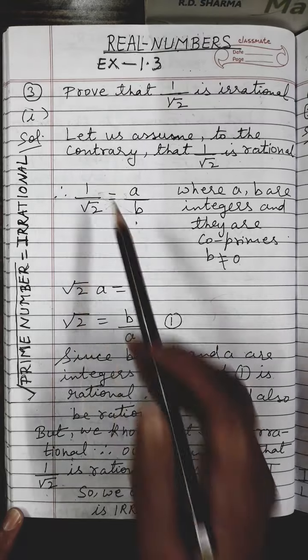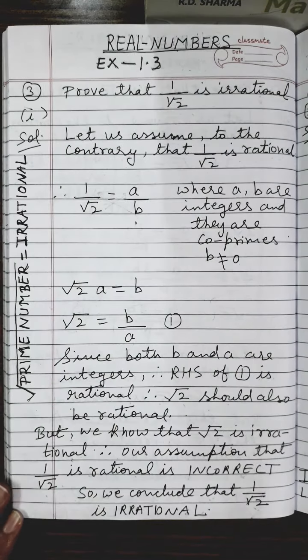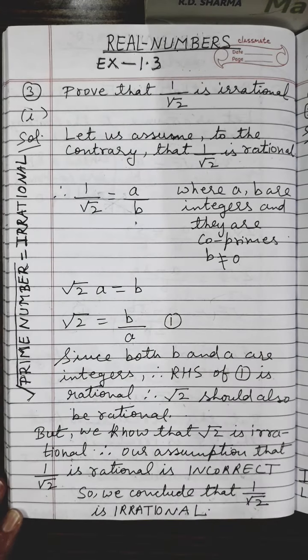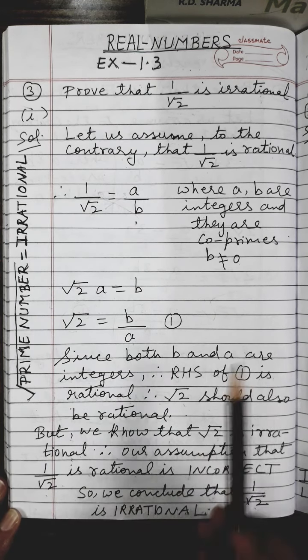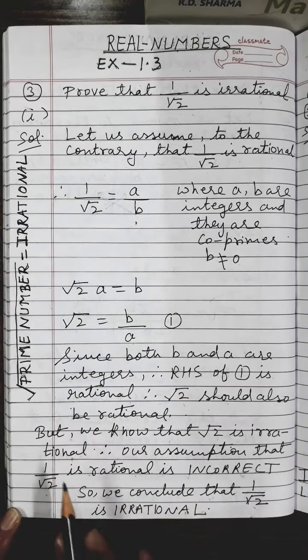Children, today I will do question number 3, real numbers chapter, exercise 1.3. The question says prove that 1 upon root 2 is irrational. Now this question we have to do by contradiction method. What is meant by contradiction method? This I have already explained to you in detail in question number 1 and 2. So please go back to those videos of question number 1 and 2 in order to understand this question properly.